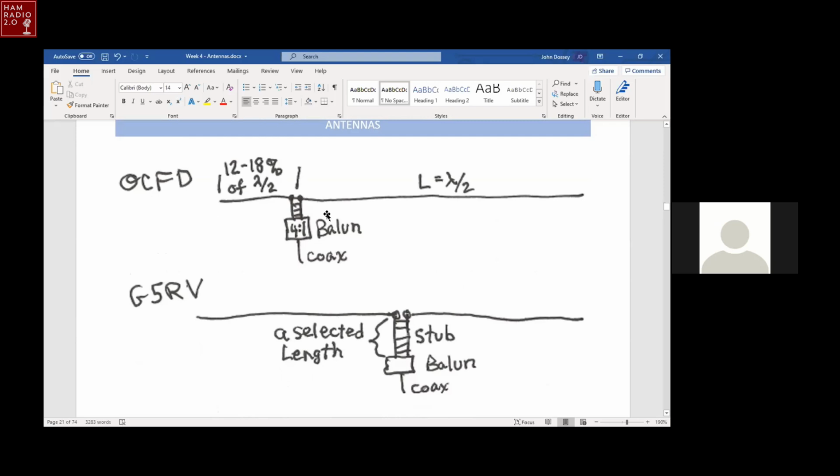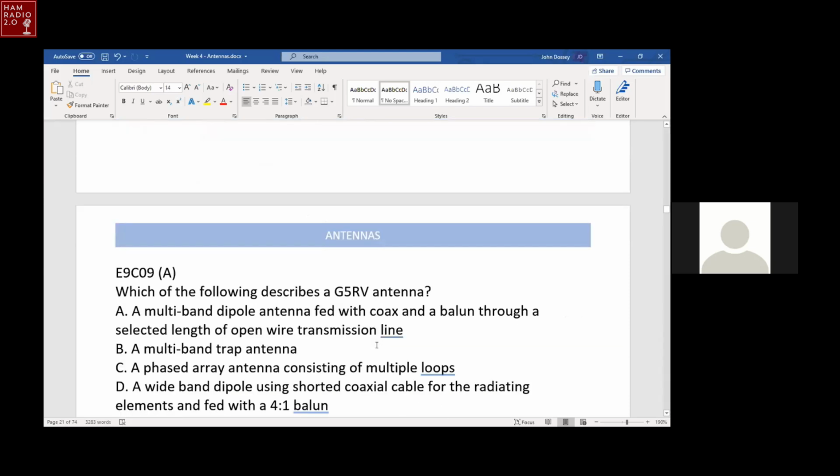That's interesting stuff. Now, also in this picture is a G5RV. This is a dipole with a stub of a specific length, which I suppose the designer of the G5RV picked so that this is a multiband antenna. Run the stub to a balun and then to a coax, it goes to your radio. And let's see what the question is.